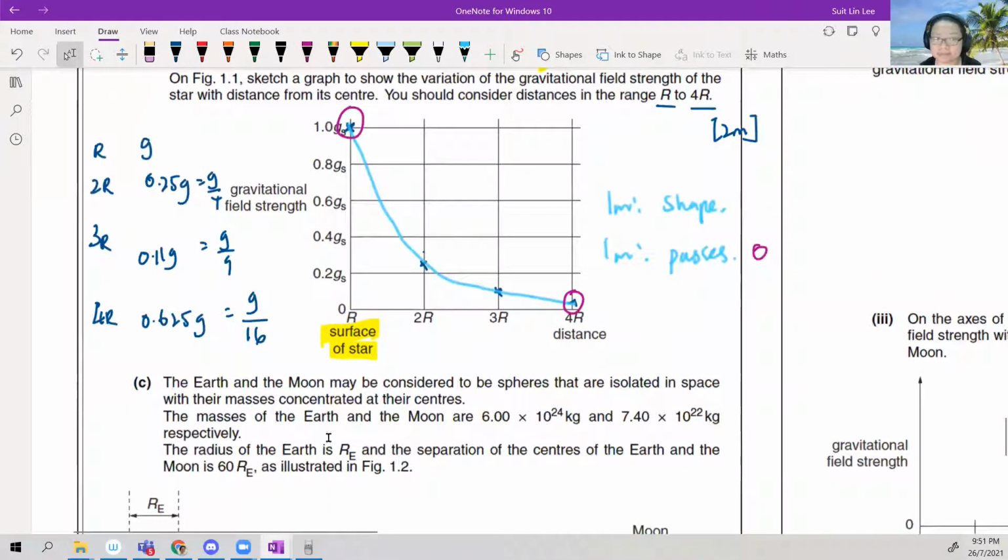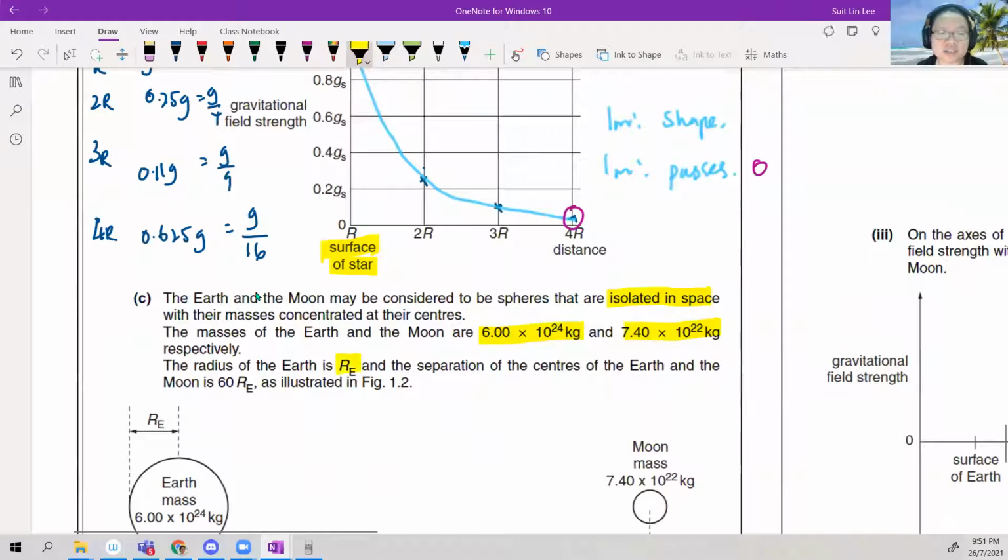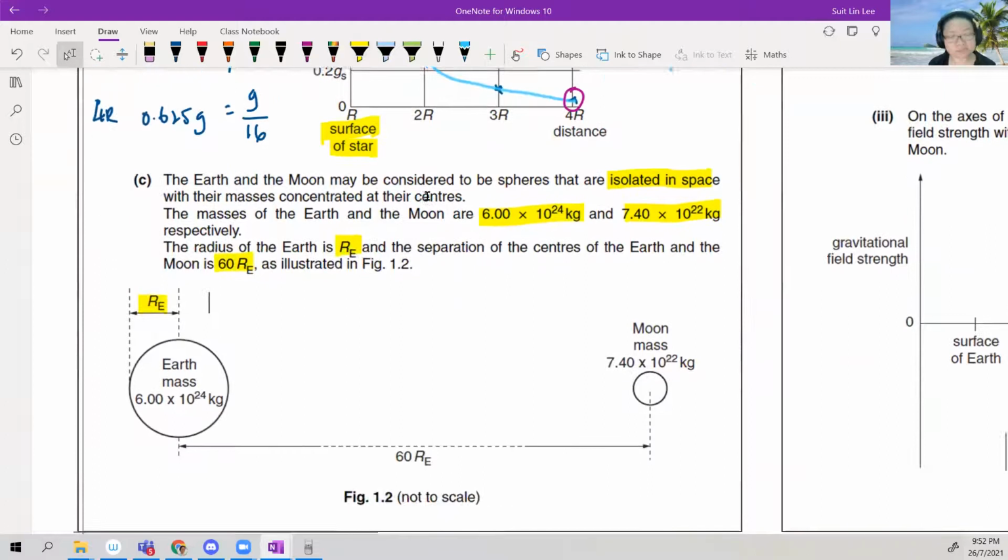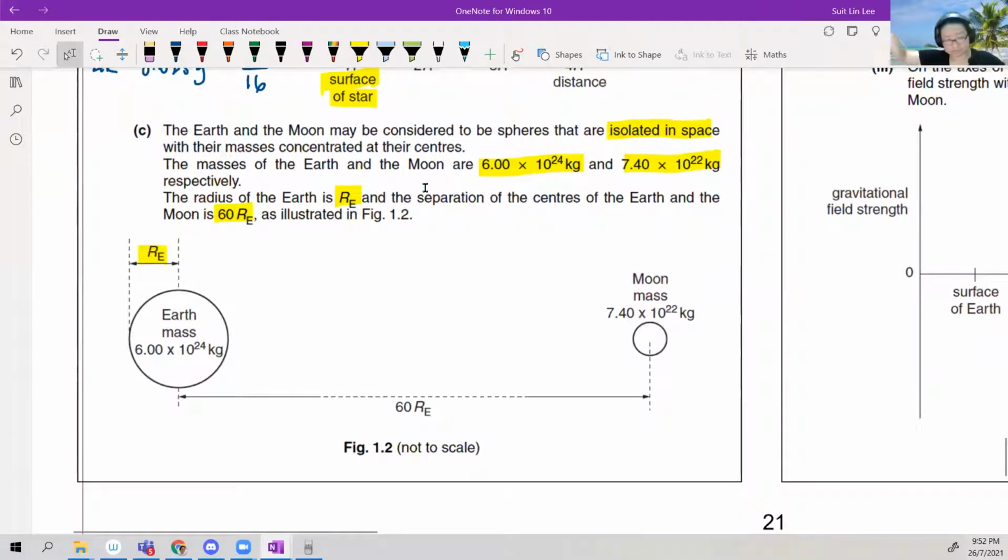Okay, part C. The Earth and the Moon may be considered to be spheres that are isolated in space. So they are alone. It's just both of them, just the two of us. The masses of the Earth and the Moon are given, and the radius of the Earth is RE. The separation between the centers of the Earth and the Moon is 60 RE. Okay, 60 times away.